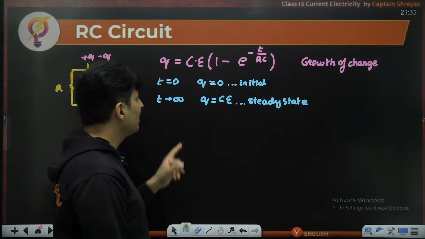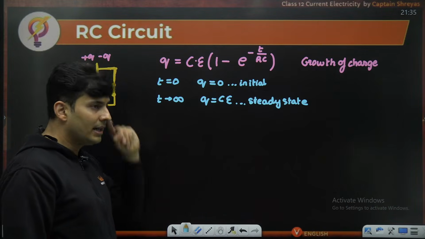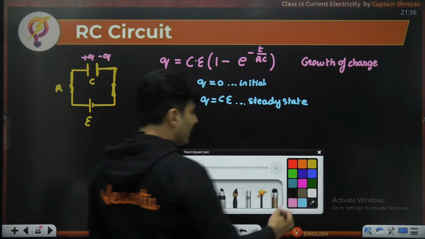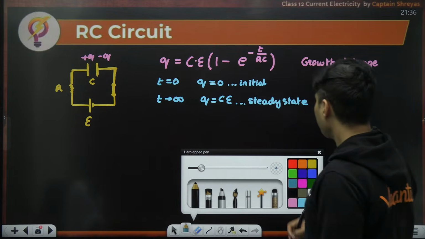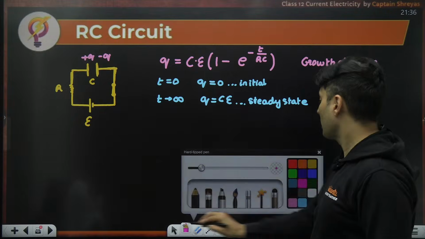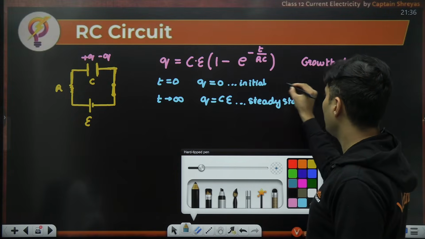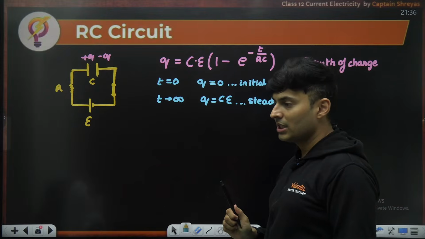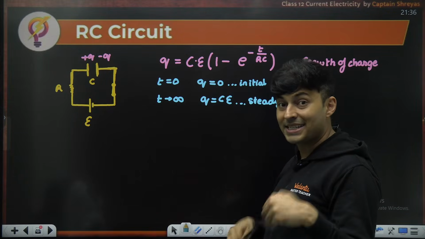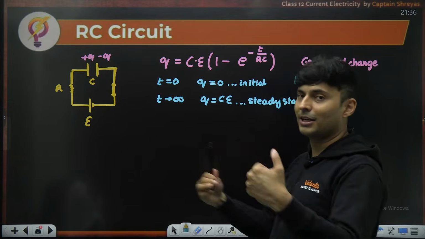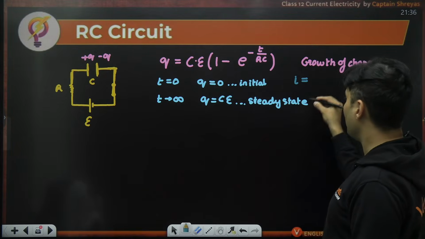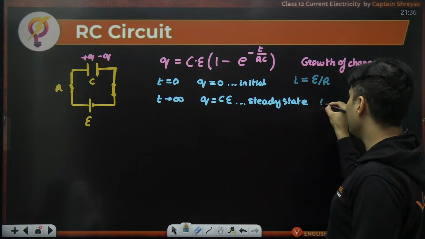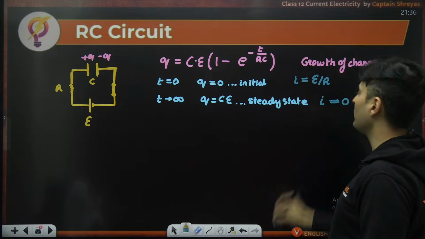Next important thing is, if you look at the current, current is actually not zero. Current is actually the other way around. If you try to find the current, you will find one very interesting thing. Initially, charge might be zero, but it starts charging, right? So current will start coming. That current comes out as E by R initially, and finally the current becomes zero.